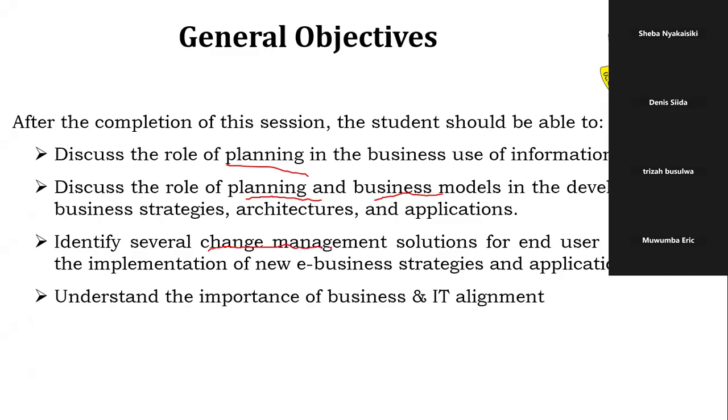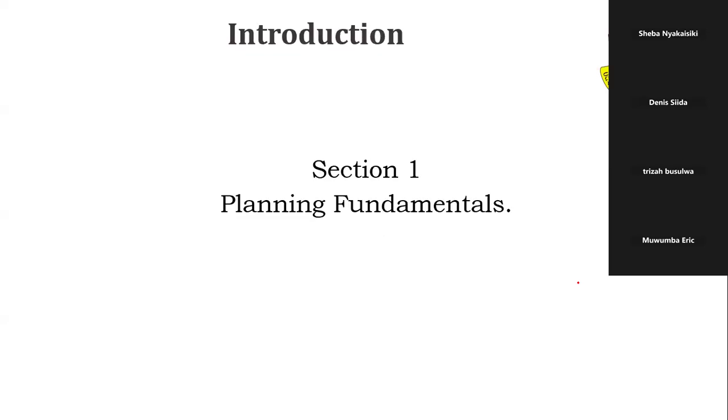Then we're going to look at change management. This is a big factor within ICT design, where a disruption is going to happen. And because of that disruption, we must manage any naysayers or any negativity, so that the disruption does not interfere with processes and procedures or with the business objectives. Then we want to understand the importance of business and IT alignment. So let's start with planning.